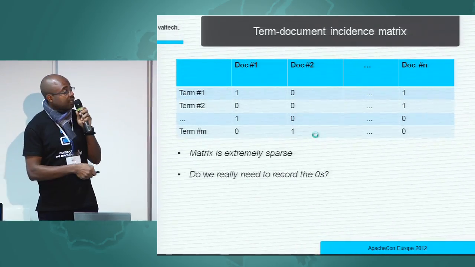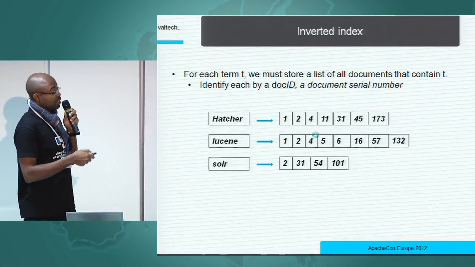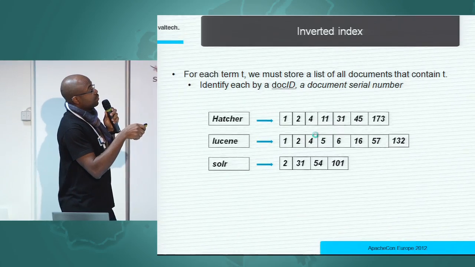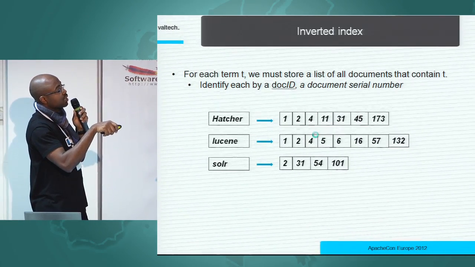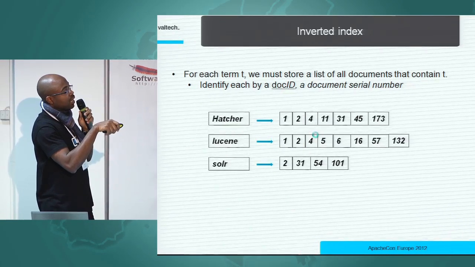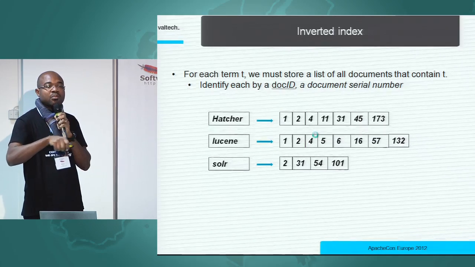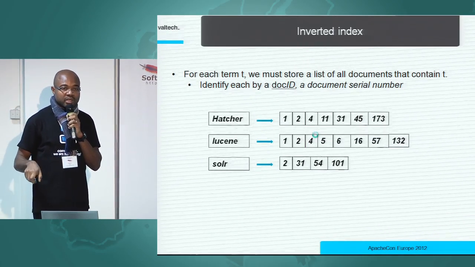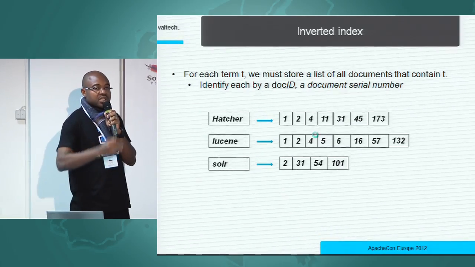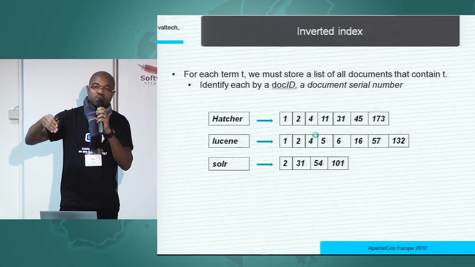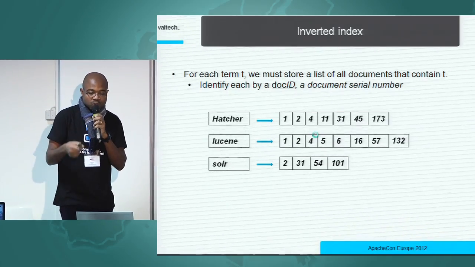That is why they went to the inverted index. And this is that for each term, we must store a list of all documents that contain it. Identified each by a doc ID, a document serial number. Actually, the library assigns the serial number to each document you add to your index. And this is much more efficient. It's like the index in your book. When you look at the back of the book, you see, okay, this term appears at page 20, and you just go to page 20.